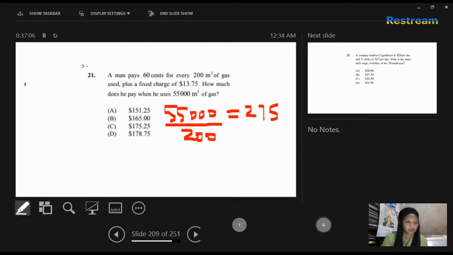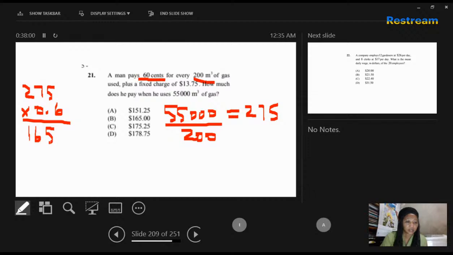And then we multiply that figure by 60, since it's 60 cents for every 200. And that gives us 165. So $165.